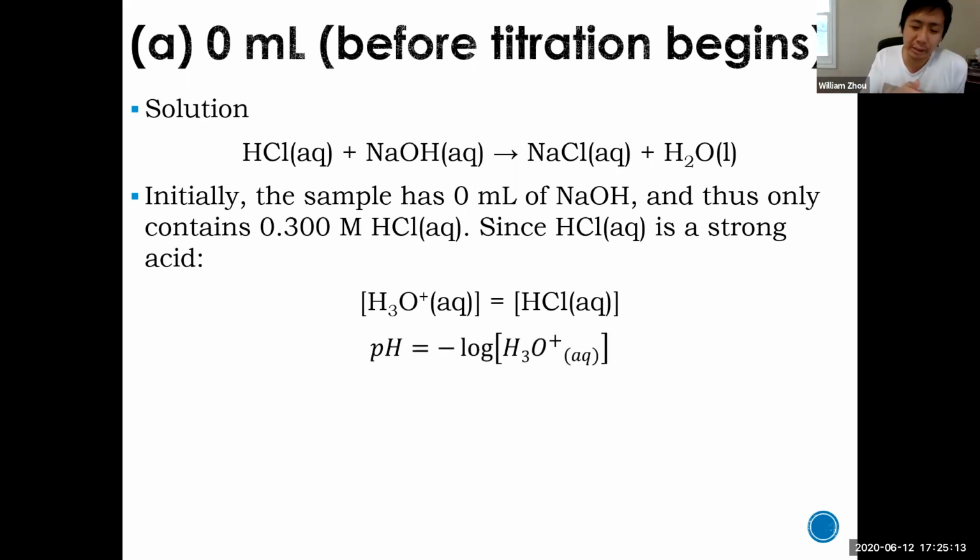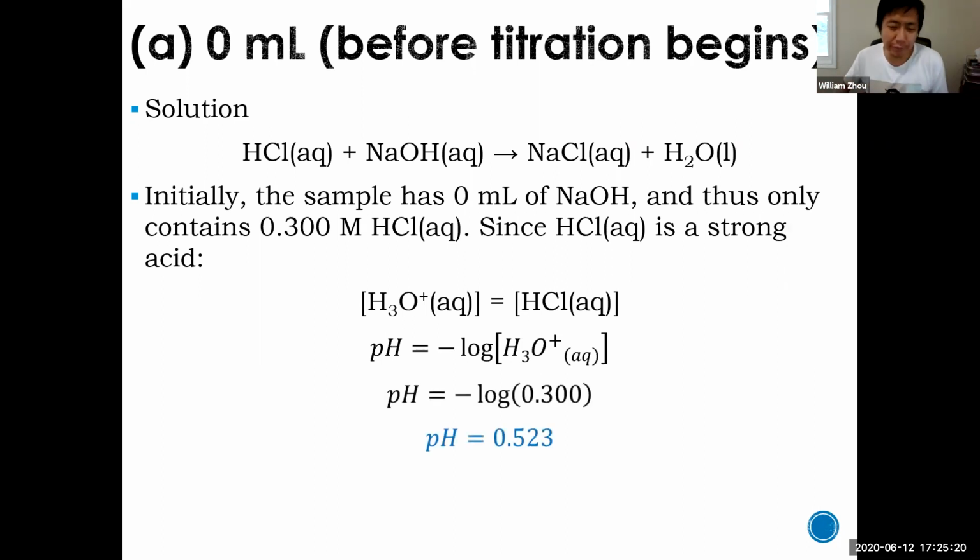pH is therefore negative log of 0.3. You just put this in your calculator: 0.523. 3 decimals for the pH because your concentration has 3 sig figs. And that's it. The pH before you add anything is 0.523, which is very low. The pH is very acidic here, which makes sense. It's HCl. Does that make sense, guys?